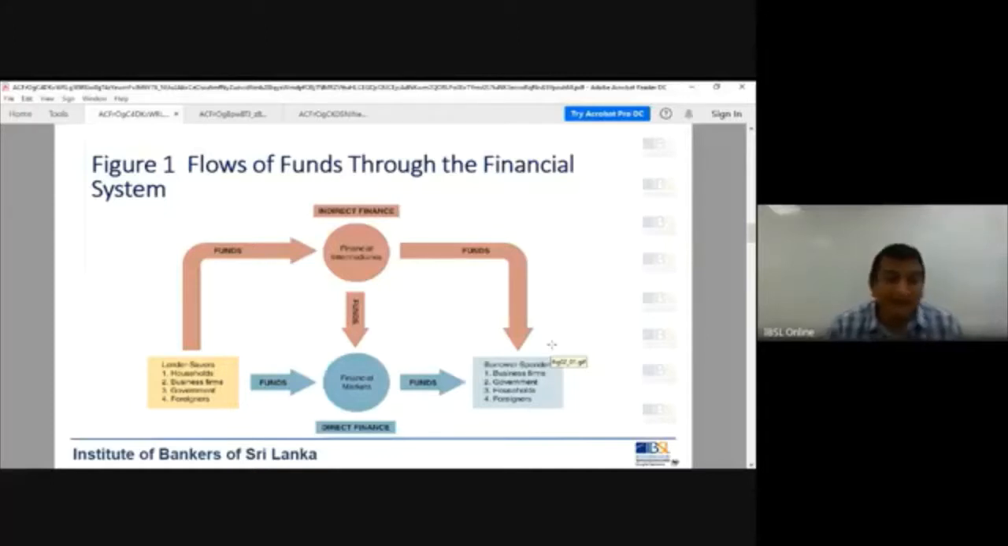But if it is direct finance, you know to whom you have invested. Either you become a stock owner, that means the owner of that company. If you invest in stocks, you are an owner. You have ownership rights.